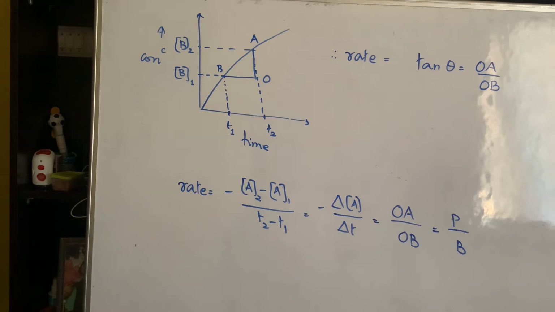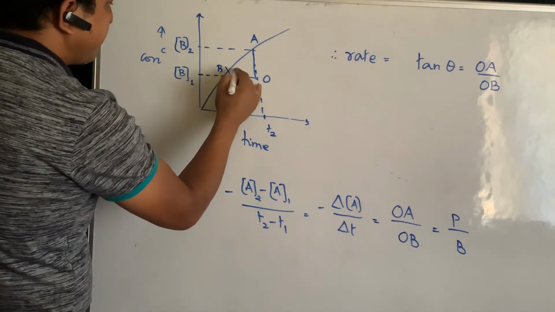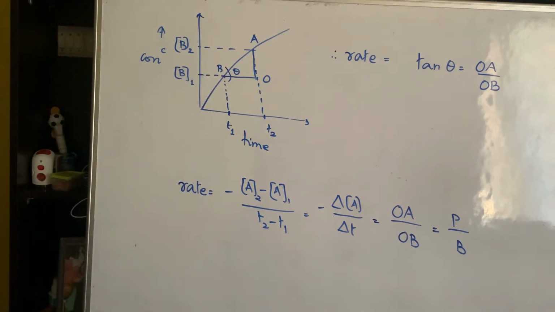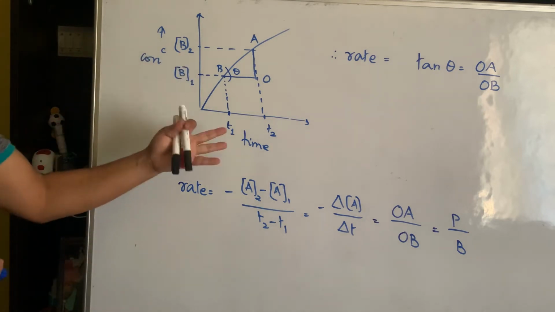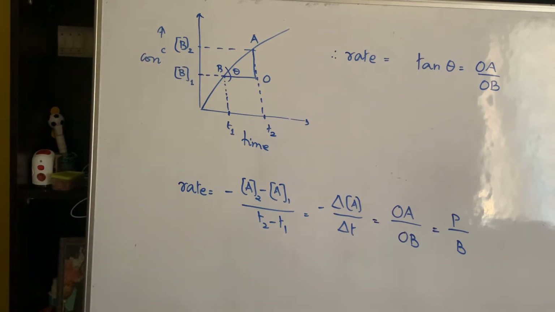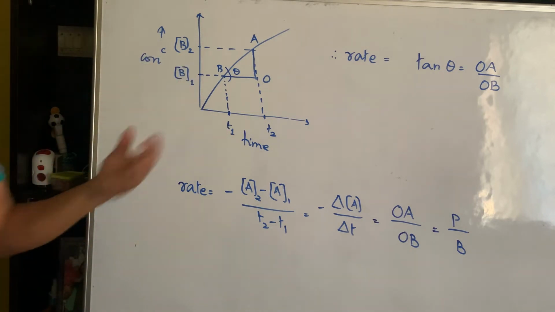Fine. So here again you find out this theta, tan theta. So this should give us the rate of a reaction in terms of product. So please try it on your own.